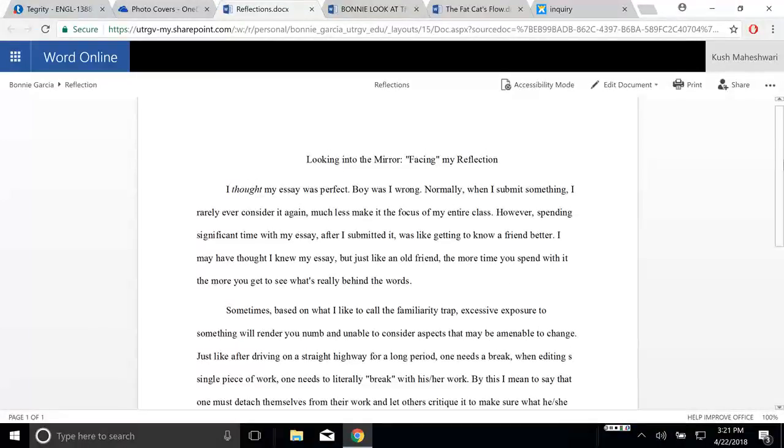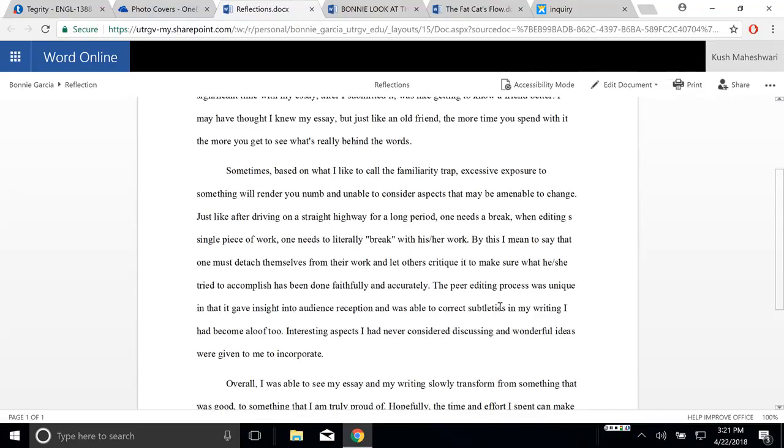my own writing as a writer, I thought my essay was perfect. And again, just like an old friend, the more time you spend with your essay, the more you get to see what's really behind the words, and you kind of get out of that jet lag kind of state where you just think everything's okay because you've read it like 1,000 times. It's kind of like driving on a highway for a long period of time.